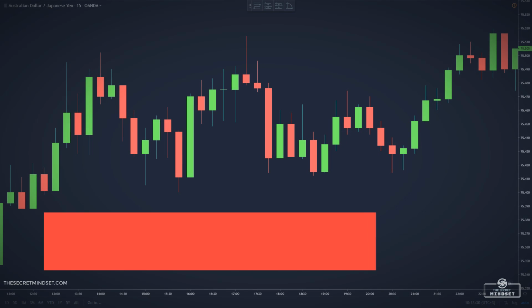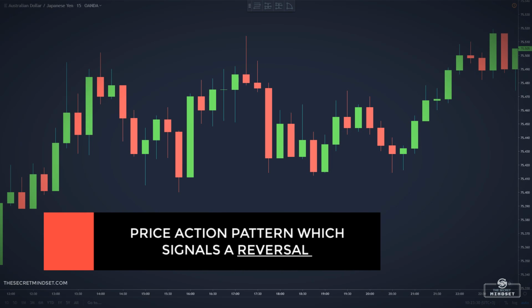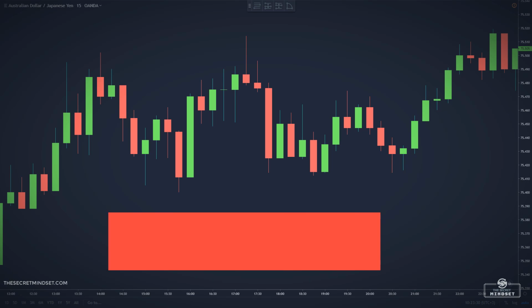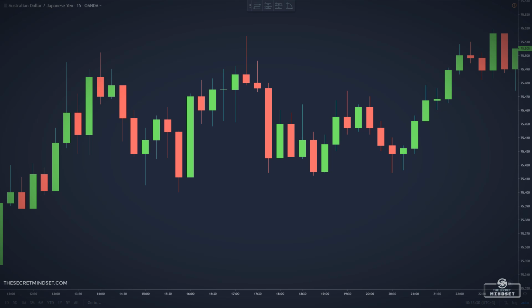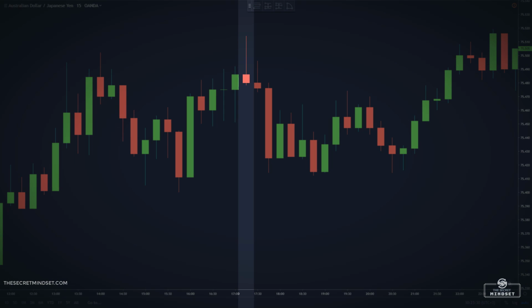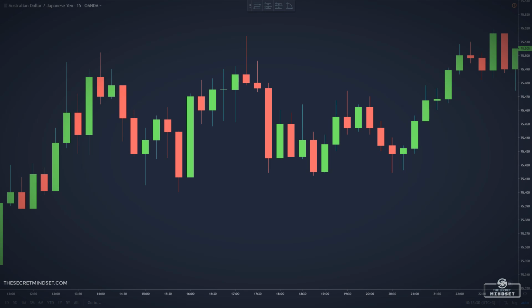A pin bar is a price action pattern which signals that a reversal may be about to take place in the market. The great thing about pin bars, and the reason I prefer them, is the fact they are really easy to spot on your charts. There can be no confusion as to whether the candle you are looking at is a pin bar or a different type of candlestick.